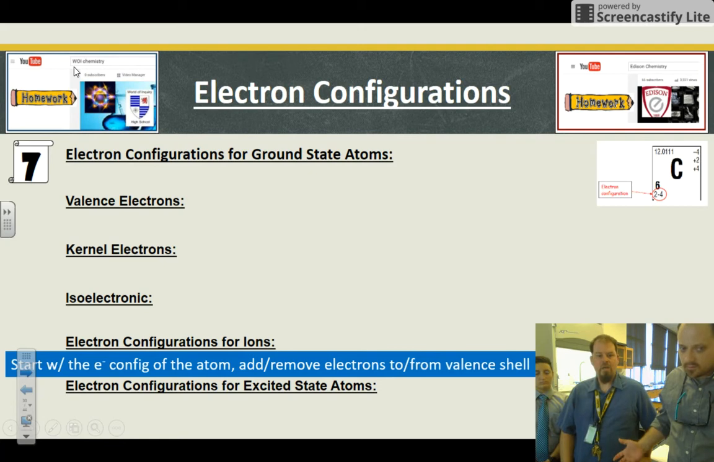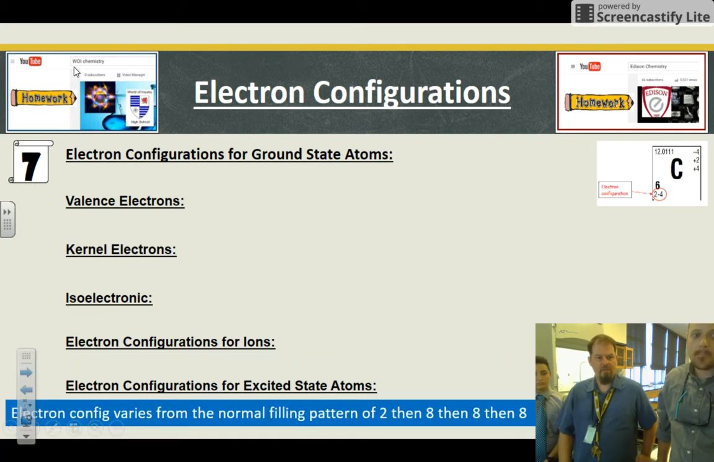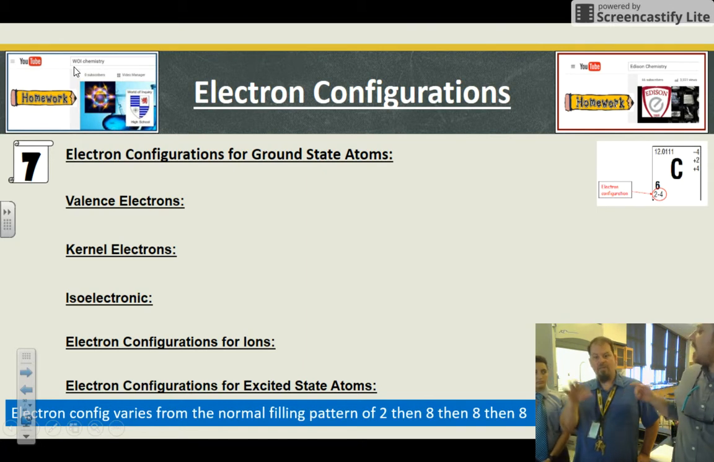That's right. Now, an excited state atom's electron configuration varies from the normal pattern of 2, 8, 8, 8. So if I see 2, 7, 8, there's a deviation. It should be 2, 8 first before I put anything in the third. Right. The first 10 should go 2, 8, and then start filling it.